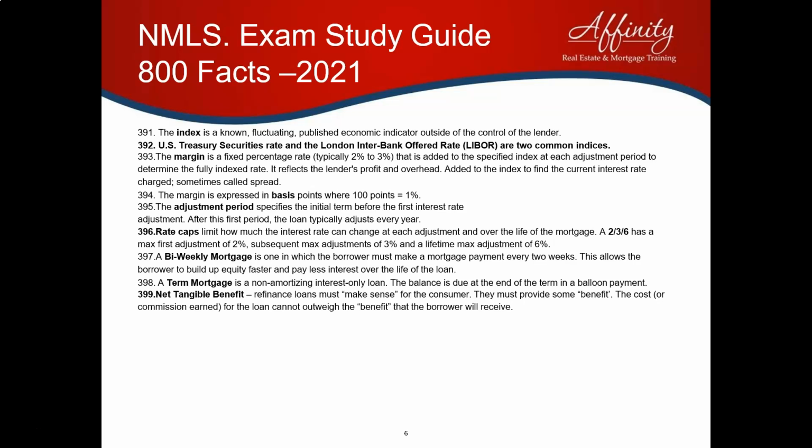The margin is a fixed percentage rate, typically 2% to 3%, that is added to the specific index at each adjustment period to determine the fully indexed rate. It reflects the lender's profit and overhead, added to the index to find the current interest rate charged, but sometimes it's actually called the spread. The margin is expressed in basis points where 100 points is equal to 1%.